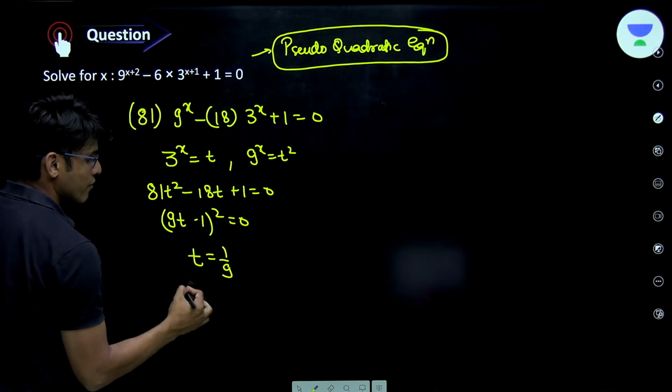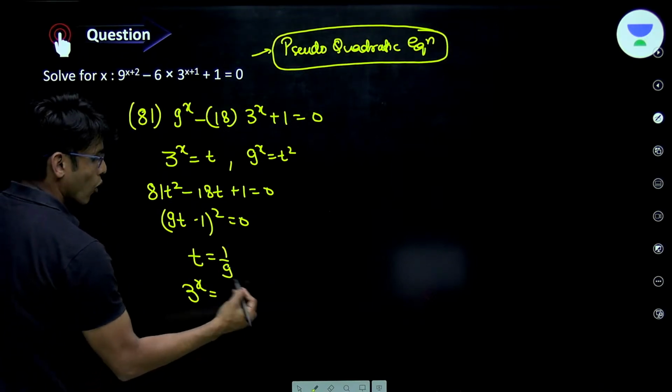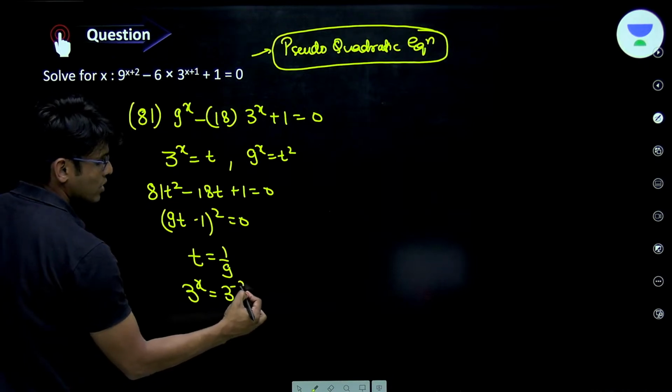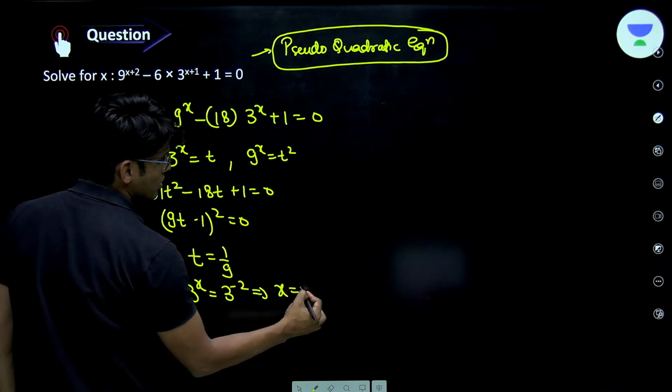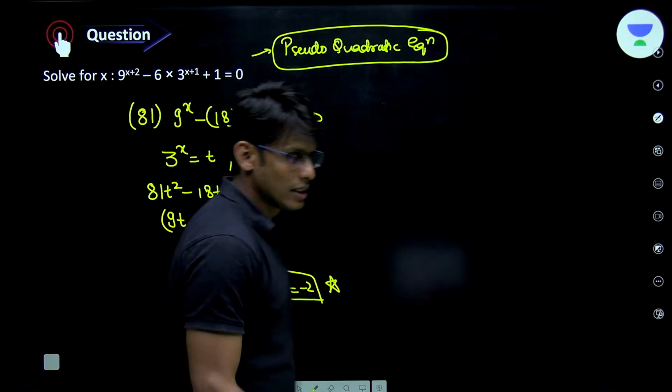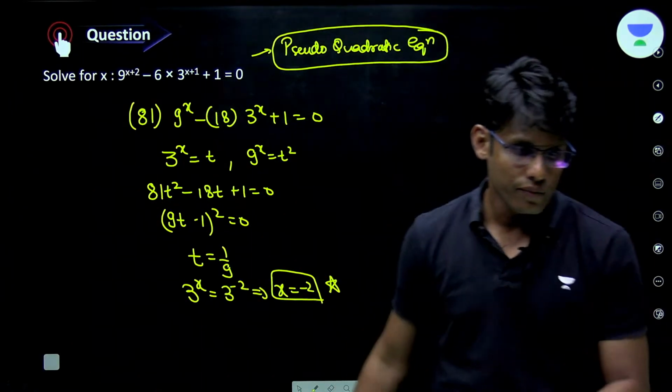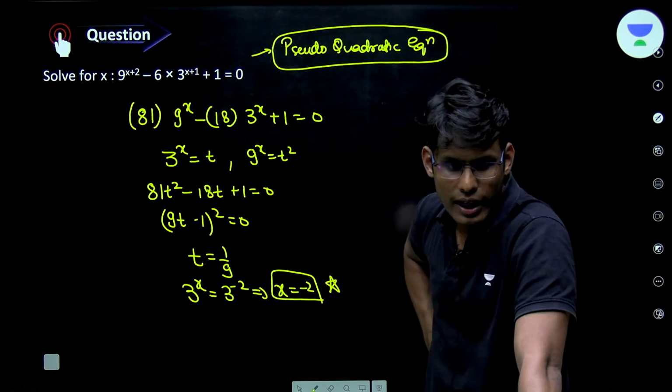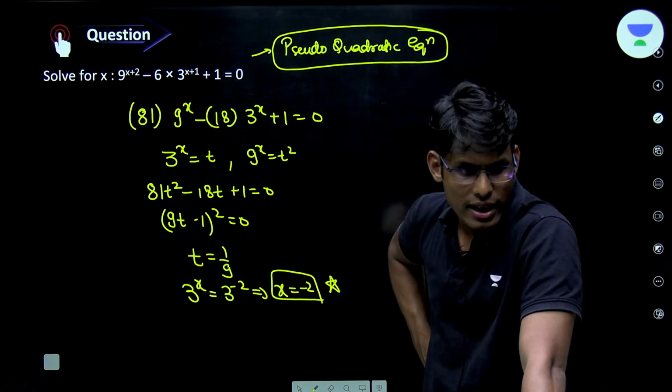Now what was t? It was 3 to the power x. What is 1 by 9? 3 to the power minus 2. This gives me x is equal to minus 2. This is the only solution which I am going to get. Am I making sense, guys?